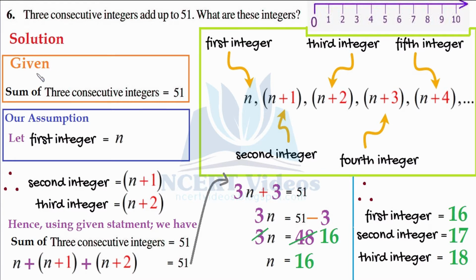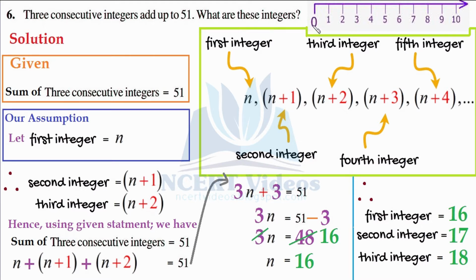So the given part, we have sum of 3 consecutive integers equal to 51. We just wrote this statement in mathematical terms, and the idea which we learned in this question of consecutive integers, we are going to follow it. So our assumption would be, let first integer equal n, and you know very well why n, because integers are conventionally represented with small letter n. So if we have first integer as n, what would be the next consecutive integer? It would be n plus 1. That would be your second integer.